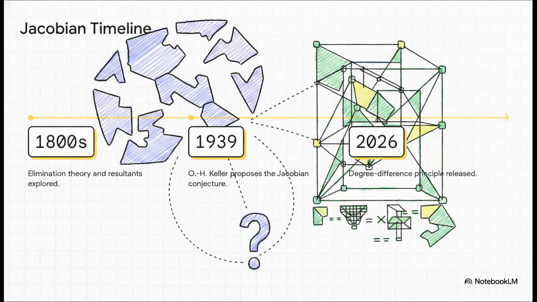Proposed by Ott-Heinrich Keller, this notorious puzzle has completely frustrated mathematicians for decades because even seemingly straightforward polynomial mappings can harbor these hidden, intractable complexities. It's remained stubbornly open even for just 2 variables. But this newly released degree difference principle from 2026 sets up the exact geometric scaffolding needed to screen and test behaviors related to Keller's famous puzzle.